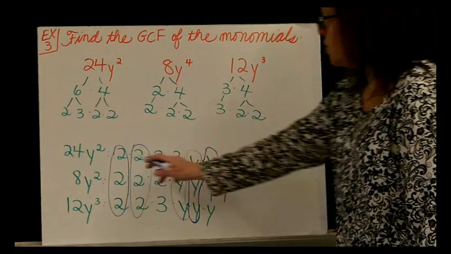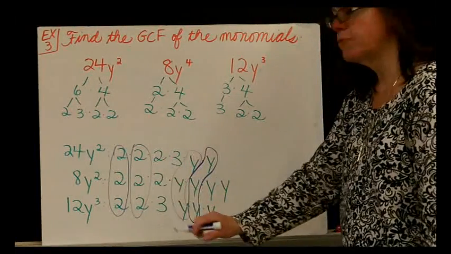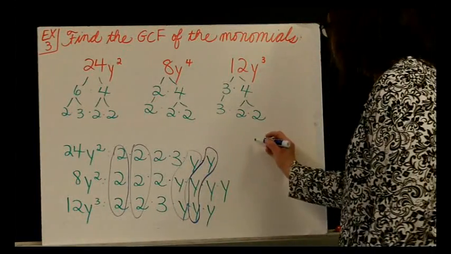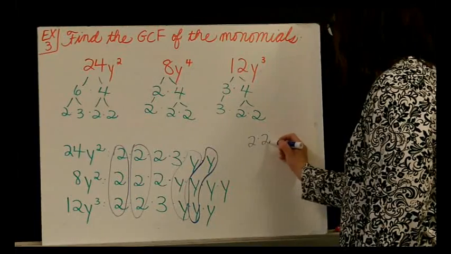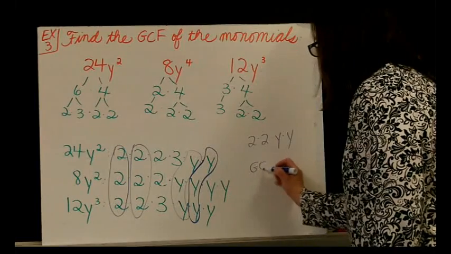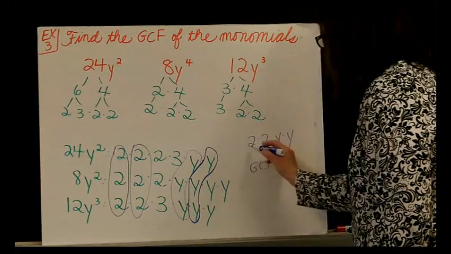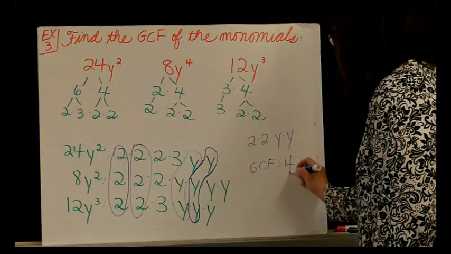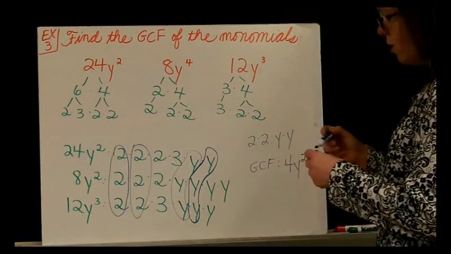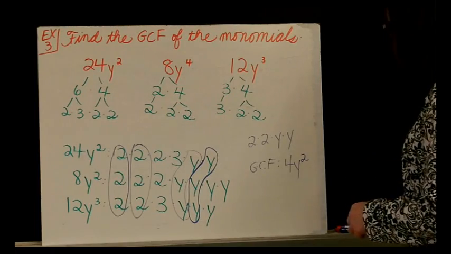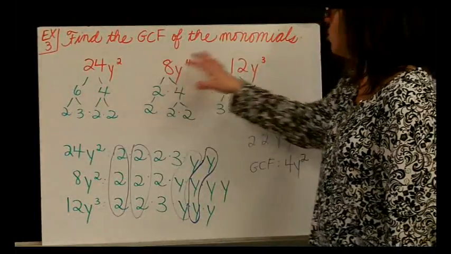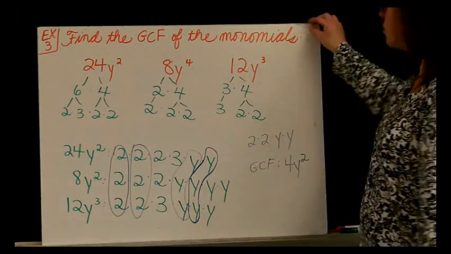Now we'll make our expression, which will have 4 terms in it. 2 times 2 times y, which makes our greatest common factor. 2 times 2 is 4. Y times y is y squared, or y to the 2nd power. This is the highest term that can be evenly divisible into each of our 3 monomials.